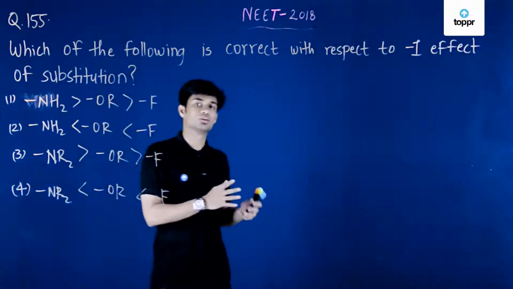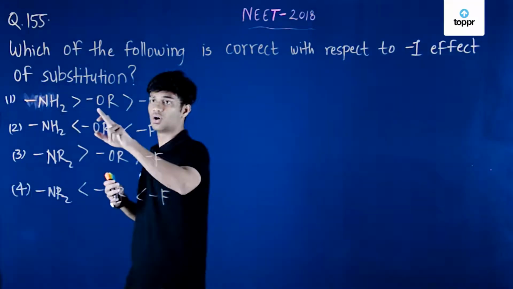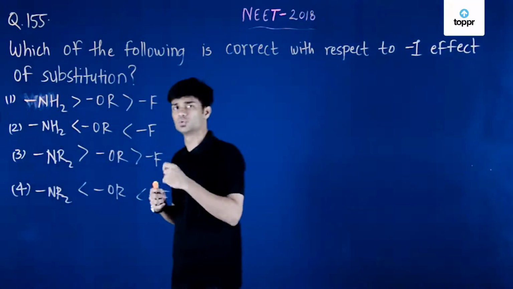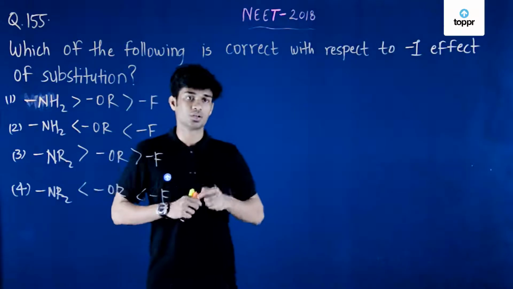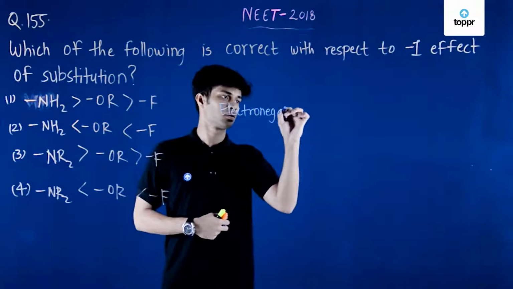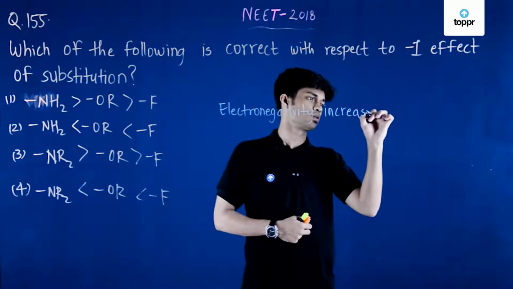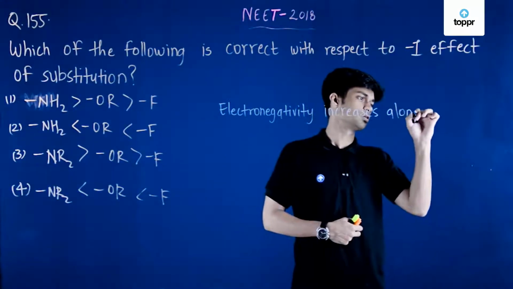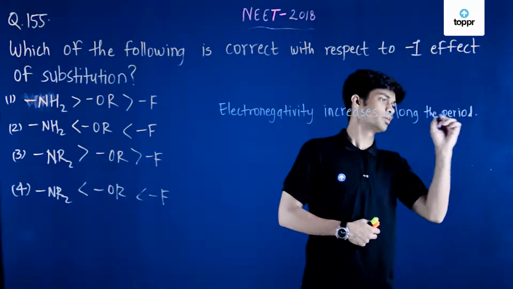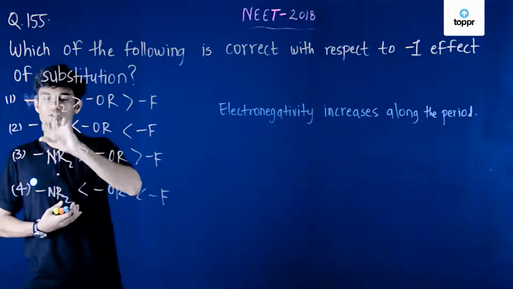This is very intuitive, because this question was pretty easy. Nitrogen, oxygen and fluorine are elements of the same period, right? And we know that electronegativity increases along the period, right? So definitely fluorine is more electronegative than oxygen, which is more electronegative than nitrogen.